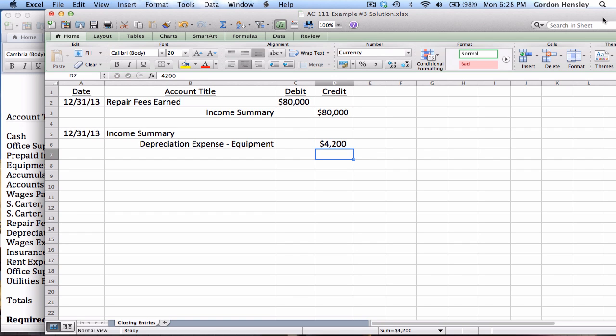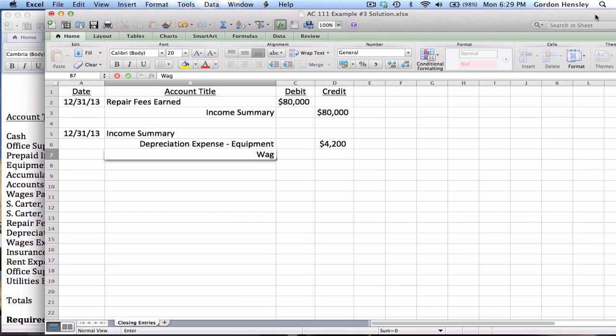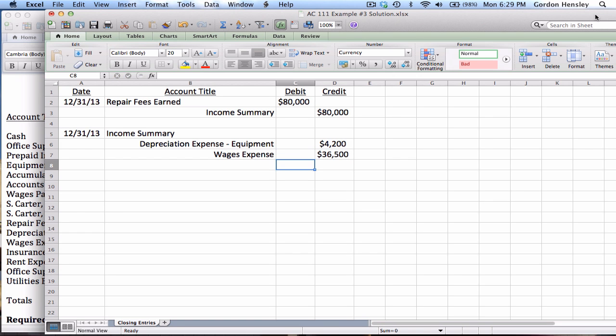And I'm going to put that as a credit because remember, to close out a debit balance, I have to credit. That'll get rid of the balance. Then they had a wages expense, and it was $36,500. So wages expense, $36,500. And I want that all the way over here on the credit side.